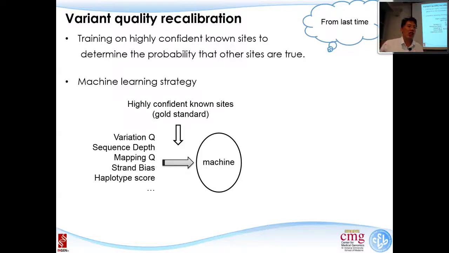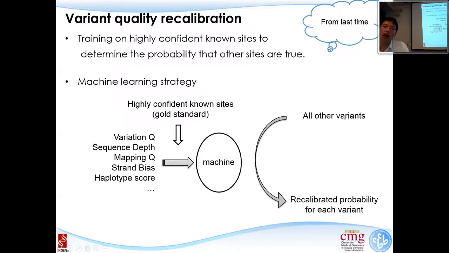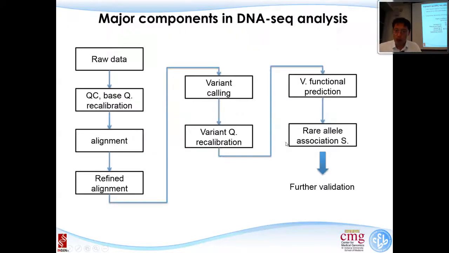So now let's learn from these variants, and look at the overall data distribution across those few dozen features. Then you train a model, and you develop a machine learning tool. So for every single variant that is not seen in dbSNP, you run it through this model, and it will tell you the likelihood that this variant is a true one or not. So that is the variant recalibration side, and these are the parts we discussed about two weeks ago.